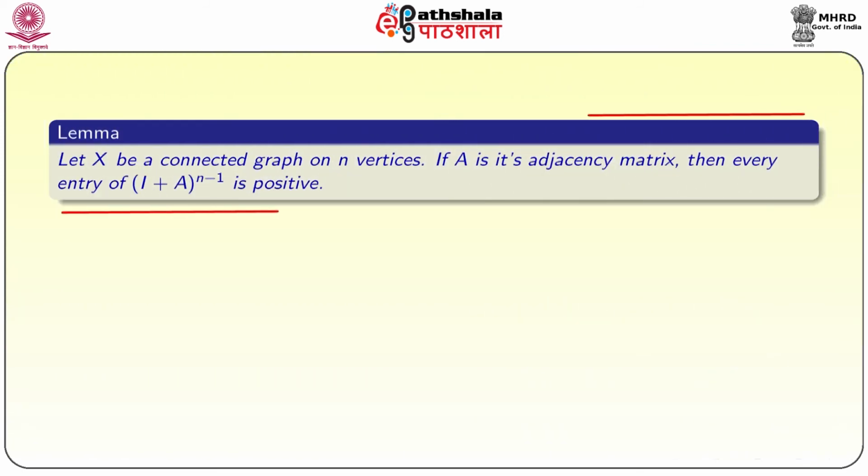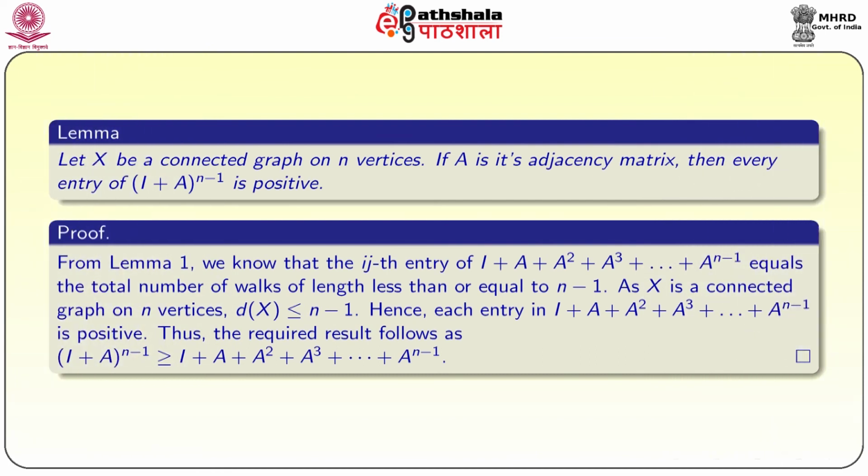Now, another result is: let X be a connected graph on n vertices. If A is its adjacency matrix, then every entry of (I plus A) to the power n minus 1 is positive. This result we are going to use in other modules also, so there we are not going to give the proof. The reader has to recall this proof whenever required. This is an important result.